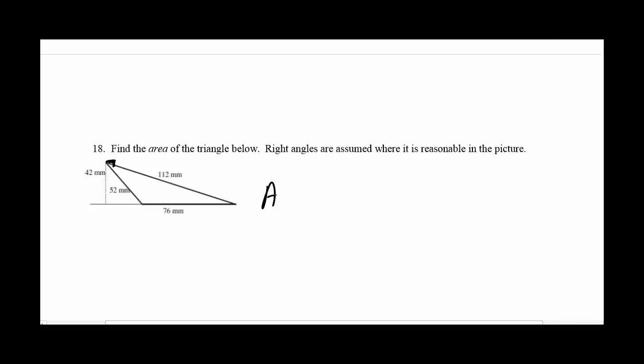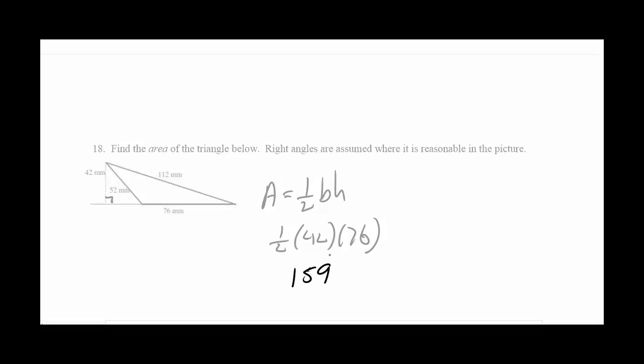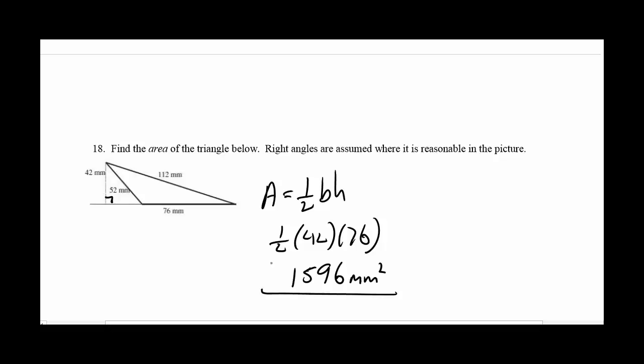So area is 1/2 base times height, and then according to our formula, the base and the height have to be a right angle. So we got a lot of numbers in this picture. Which numbers form the right angle here? The 42 and the 76 are the ones that we're going to use. So 1/2 times 42 times 76 is 1596 millimeters squared.